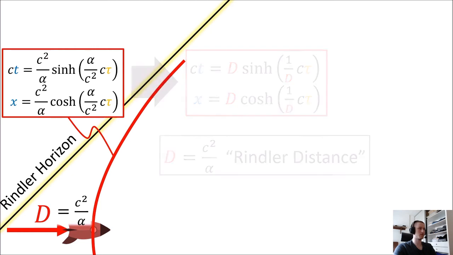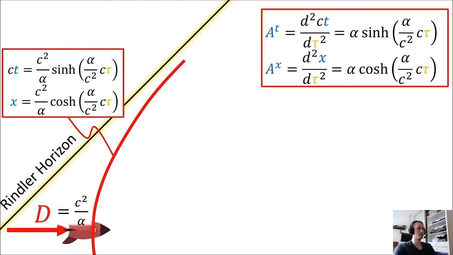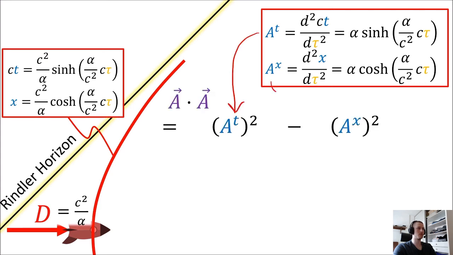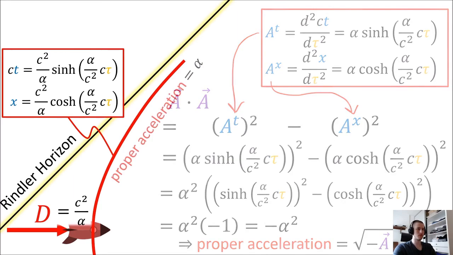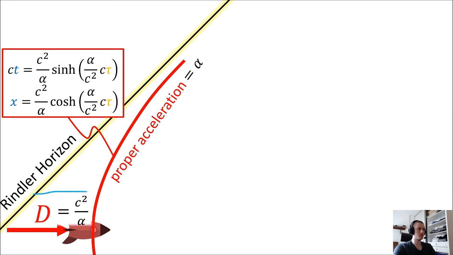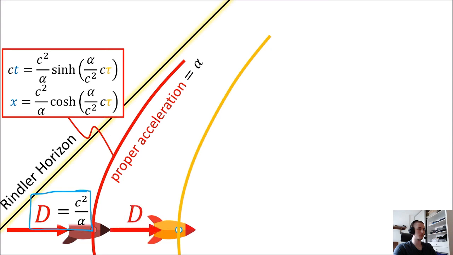And we know that the proper acceleration is alpha because we can calculate the four-acceleration vector a by taking two time derivatives with respect to tau, and then taking the negative square root of a dot a, and we get alpha. So given that the distance between the rocket and the Rindler horizon is capital D, let's say that we want another accelerating rocket that maintains the same constant distance d from the first rocket. In other words, the second rocket must undergo proper acceleration and maintain a distance 2d from the Rindler horizon.